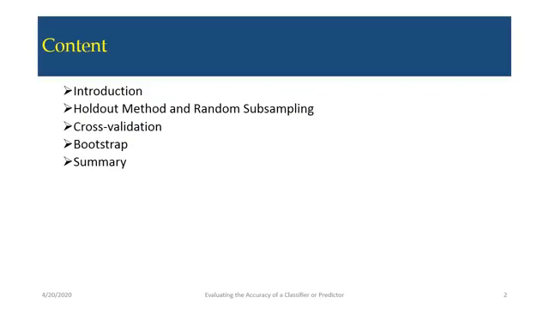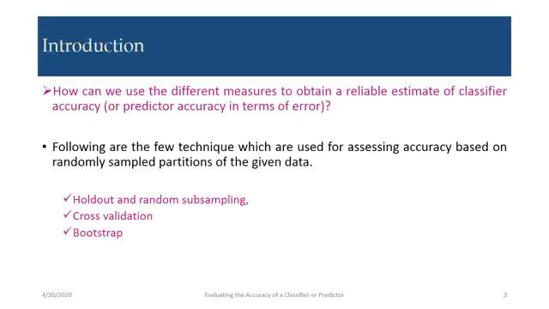So, the content for the session includes introduction, holdout method and random subsampling, cross validation, bootstrap, followed by a summary. Now, introduction. Here we will discuss how we can use different measures to obtain a reliable estimate of classifier accuracy or predictor accuracy in terms of error.